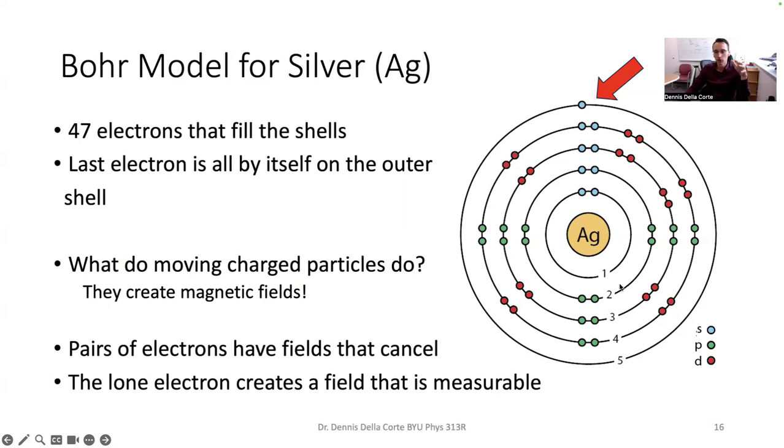And what you find out is if you fill up your shells, eventually when you're putting your 47th electron on the shell, you'll find it sitting all by itself on the very outermost orbit. And when this electron is here, this one doesn't have a partner. All the other ones, they have partners.